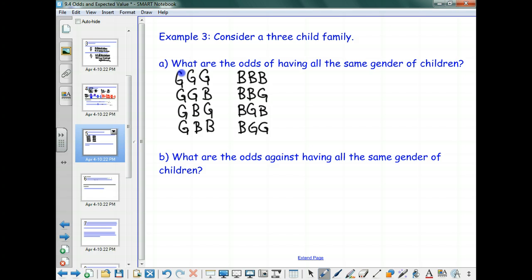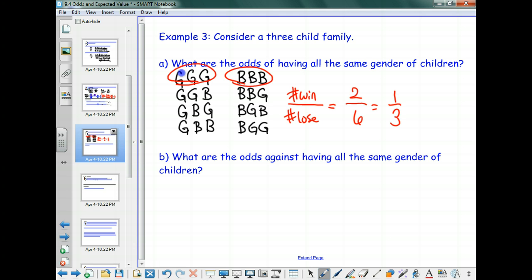All right, so this one says the odds of having the same gender of children. So how many of these have the same gender? 2. Those 2, right? So how do I get odds? Well, the way I get odds is I take the number of ways to win, and win is defined as whatever the description was that I'm trying to satisfy. In this case, winning is having all the same gender of children. Over the number of ways I lose. And lose just means I don't get the desired outcome. So how many ways do I win here? 2. And how many ways do I lose? 6.